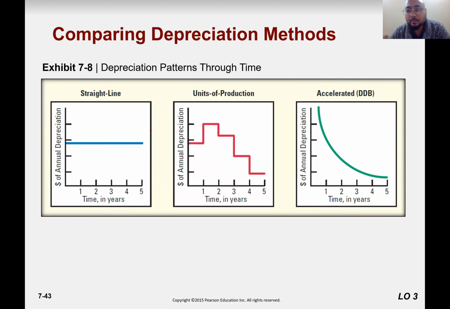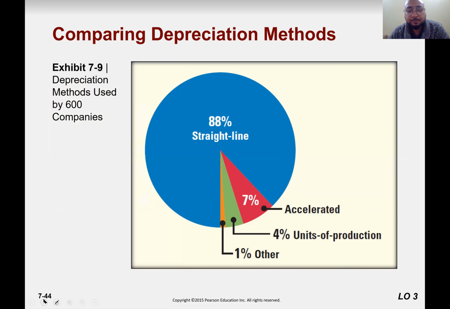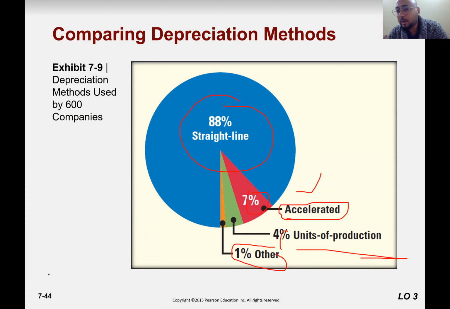So this is the, if you want to see through the graph, so you see it is rapidly declining, it is straight line, and it is according to the usage of the units on our asset. That's it. So many companies, 88% of the world's companies, are using straight line method. 7% are using double declining method. So another name of double declining is accelerated depreciation method. Double declining method or accelerated depreciation method is the same. 4% of the companies are using unit of production, and 1% are using some other methods which we are not covering here today.